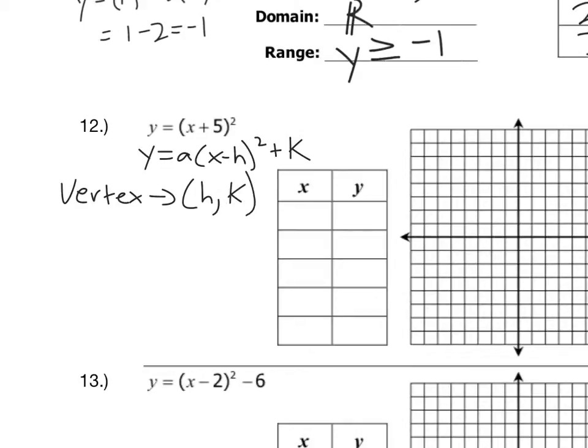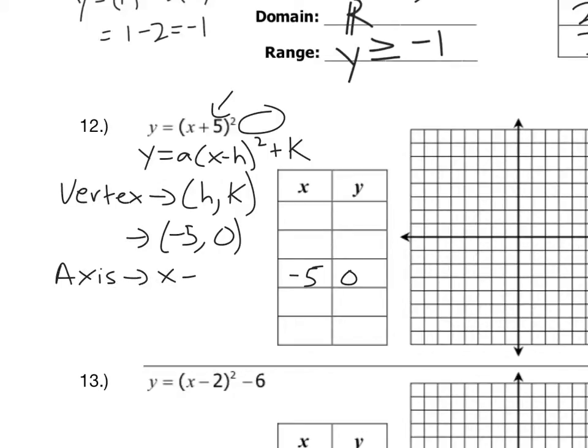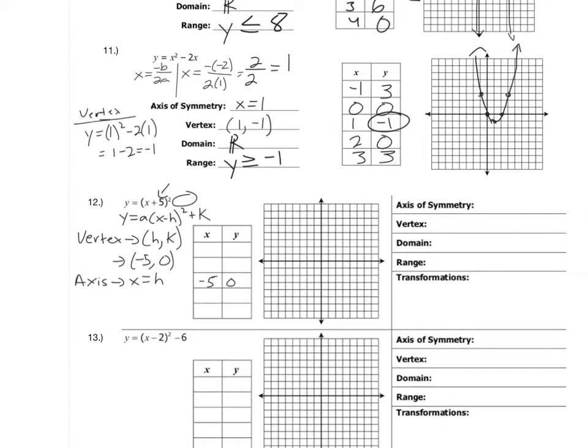Remember, these h's are opposite. So the number in the h position appears to be 5, but because h is going to be opposite, our vertex is actually going to be -5, comma, and then what number's in the k position? Nothing, 0. So it would be (-5, 0). And then remember to find the axis of symmetry. The axis of symmetry is just going to be x equals h, and h was -5. So your axis of symmetry is going to be x equals -5.